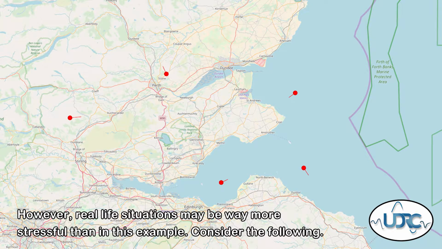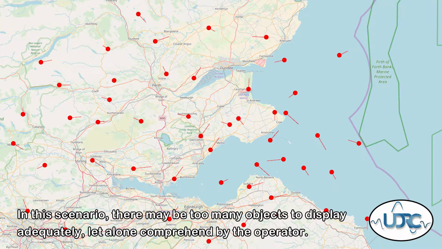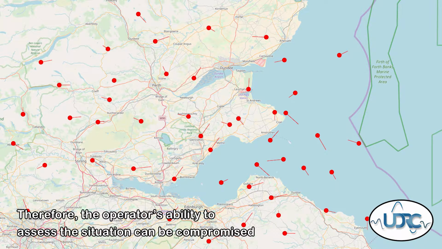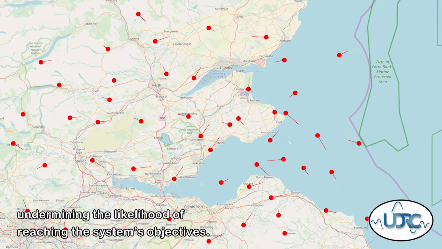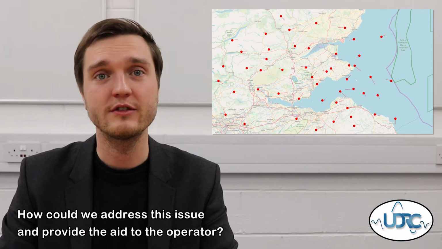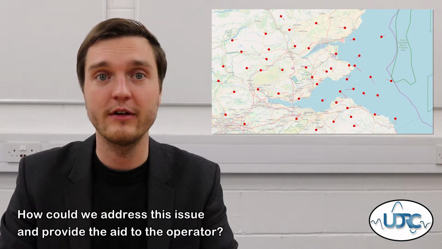This information is then used by the operator to assess the situation and generate a response. However, real-life situations may be way more stressful than in this example. Consider the following. In this scenario, there may be too many objects to display adequately, let alone comprehend by the operator. Therefore, the operator's ability to assess the situation can be compromised, undermining the likelihood of reaching the system's objectives.